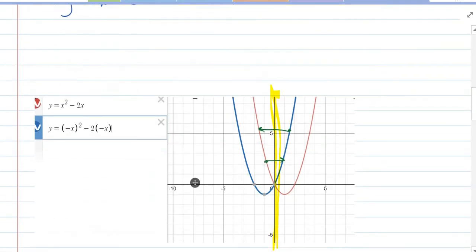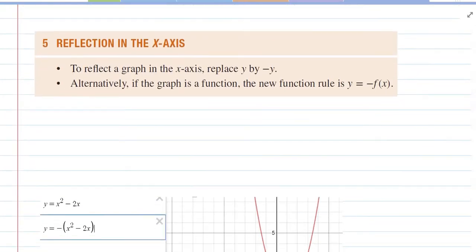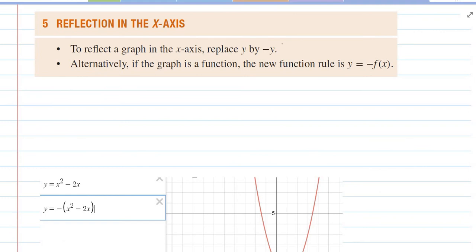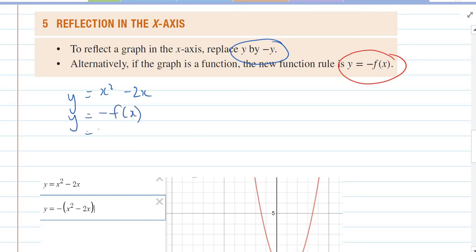Okay, so now, next thing, reflection in the x-axis. Then we replace the y by negative y. Seems kind of logical. Or we do the rule y equals negative f of x. So let's look at our function again. y equals x squared minus 2x. And we're going to graph on Desmos y equals negative f of x, or a negative sign outside that whole original function. So we'll be graphing negative x squared plus 2x. And let's have a look, that should be a reflection in the x-axis.